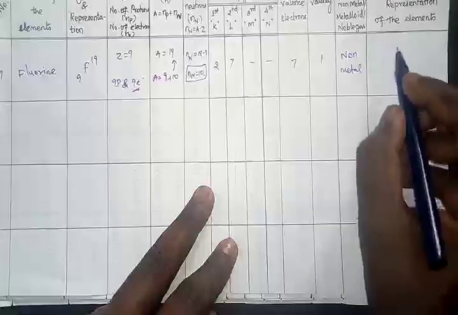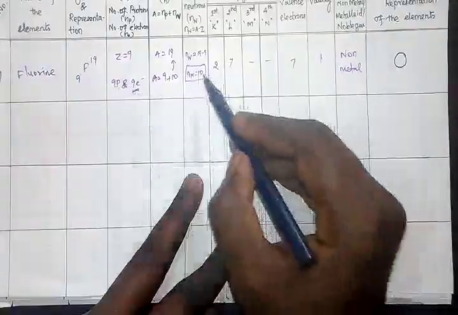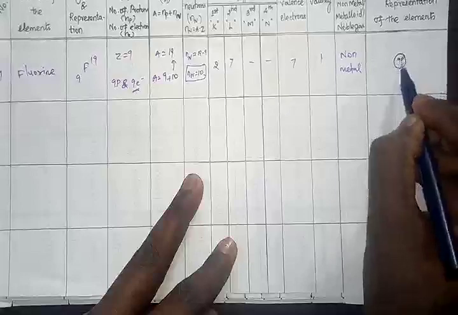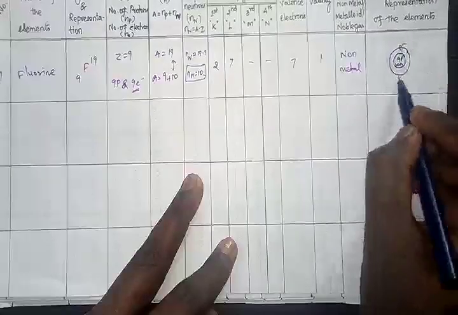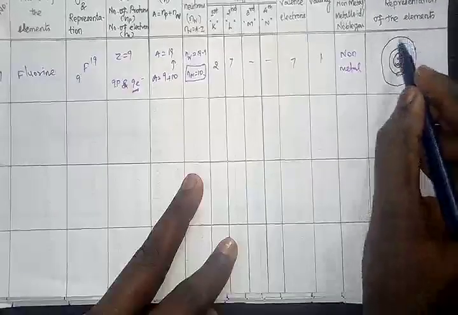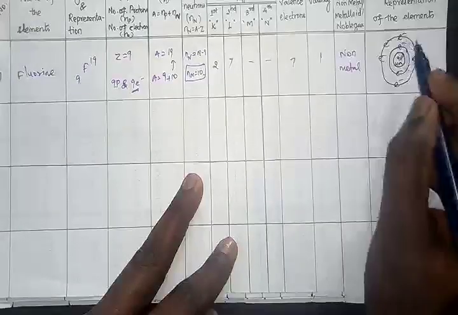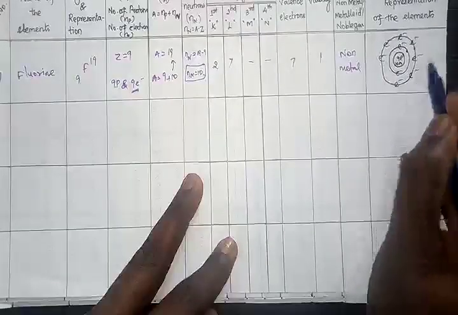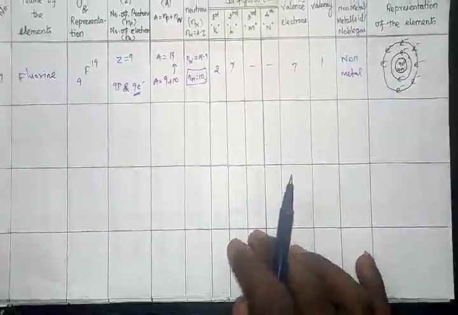The electronic geometrical diagram is, first you draw the nucleus, so 9 protons and 10 neutrons. You write 9 protons, 10 neutrons. In the K shell we have 2 electrons, and then in the L shell we have 7 electrons: 1, 2, 3, 4, 5, 6 and 7. This is how we have to draw the fluorine geometrical representation.